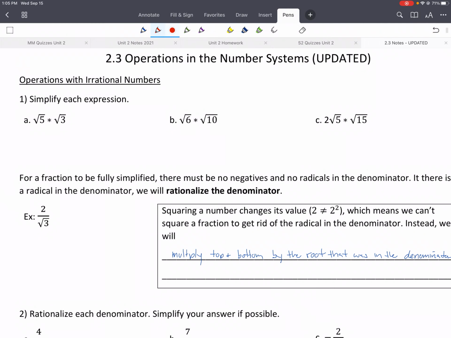All right, everybody, this is 2.3 Operations in the Number System. This is our updated notes. If you don't have that yet, that's on the drive.